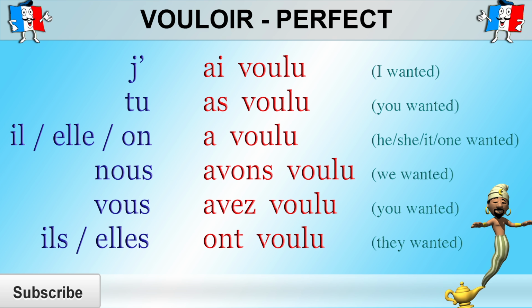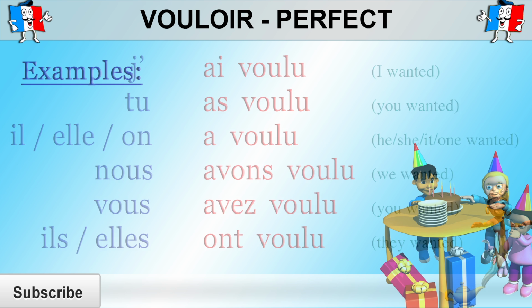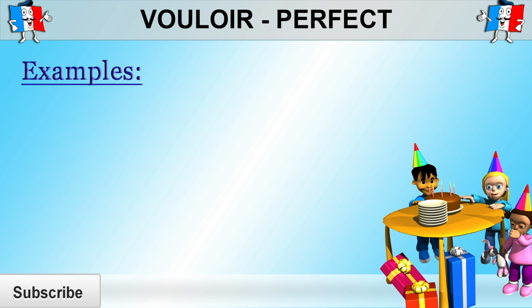Don't forget to make the liaison between on, nous, vous, il and elle and the verb avoir, because when conjugated, avoir starts with a vowel. Generally speaking, when you conjugate the verb vouloir in the passé composé, it translates to wanted, but sometimes it does translate to have wanted. Let's have a look at some examples.